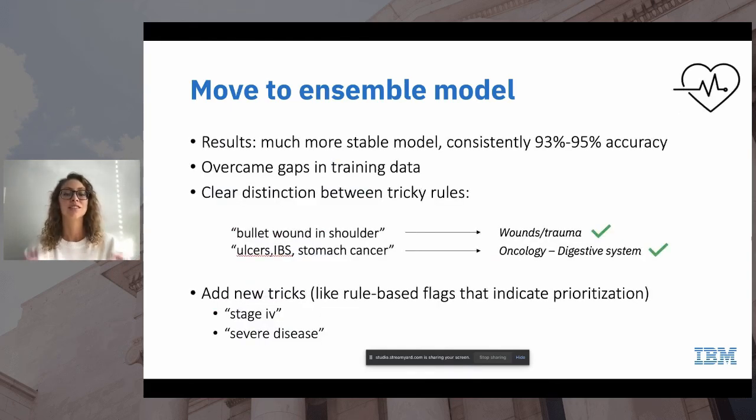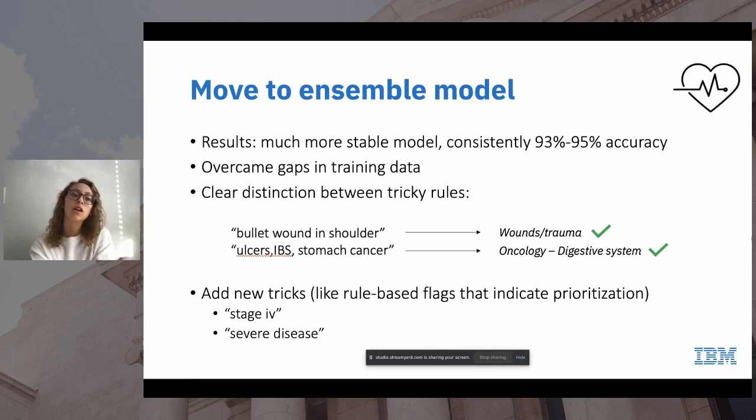So this solution resulted in a much more stable model. It was much more accurate and much more consistently. And it really fell in line with exactly what the client wanted. When they wanted certain things to be weighted, we were able to accommodate that without sacrificing accuracy in other places.